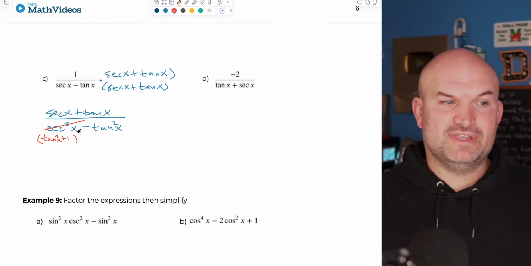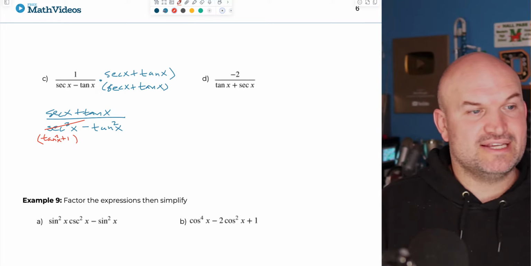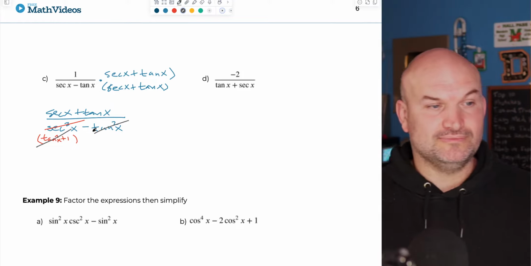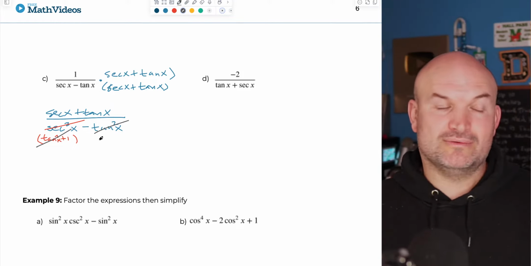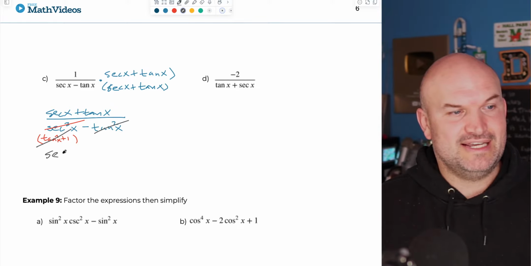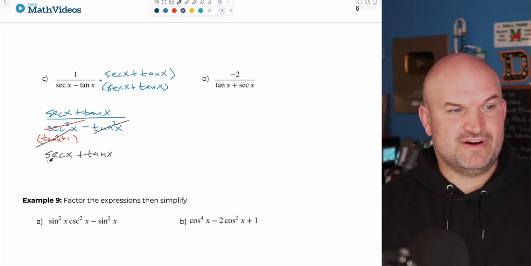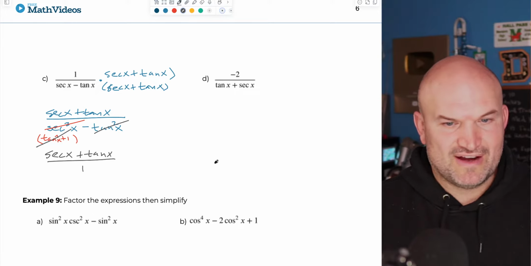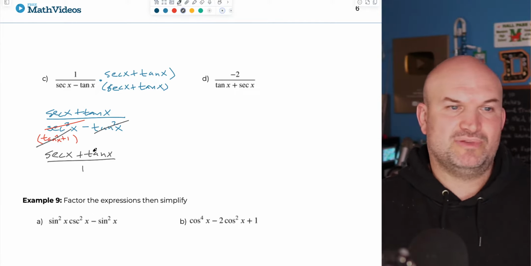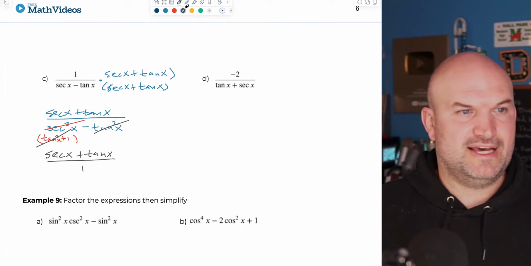Right? So now if you think about this, tangent squared of x plus 1 minus a tangent squared of x, these are going to subtract to 0. So now I'm just going to be left with a secant of x plus a tangent of x. But don't forget here, that's -1, so that's going to be divided by 1. Since it's just divided by 1, you're just left with a secant of x plus a tangent of x. All right, I don't want to do this one. This one looks exactly the same.